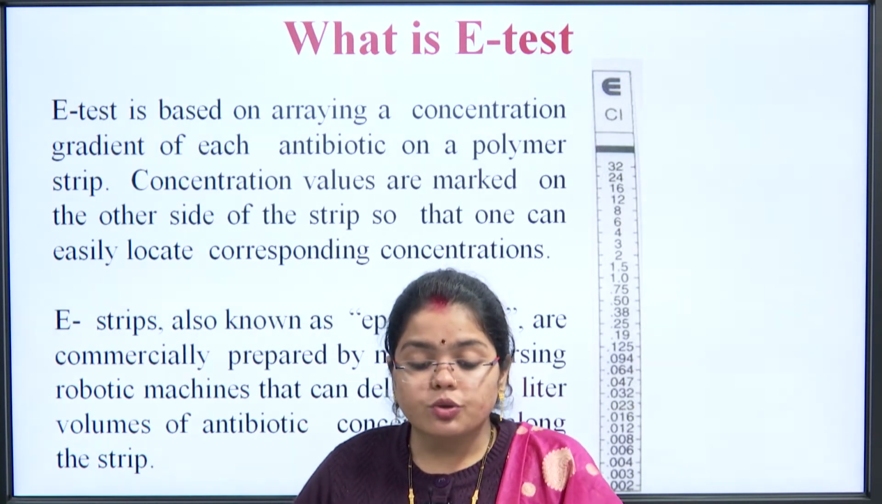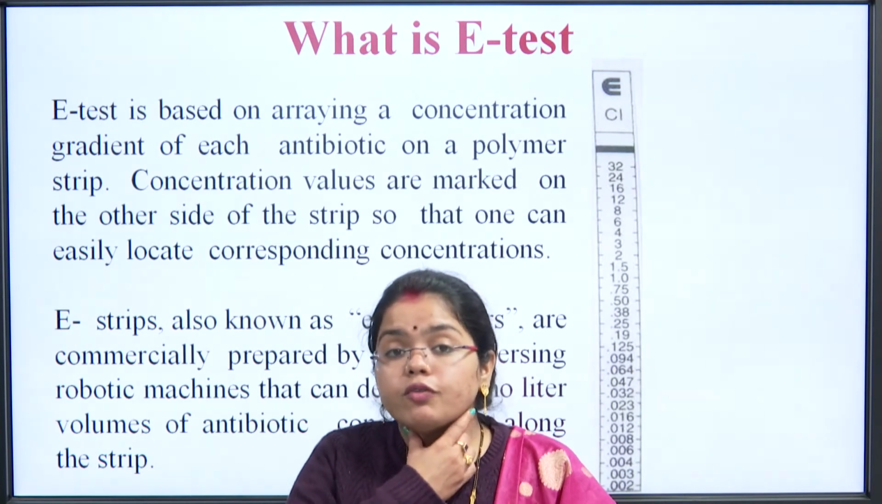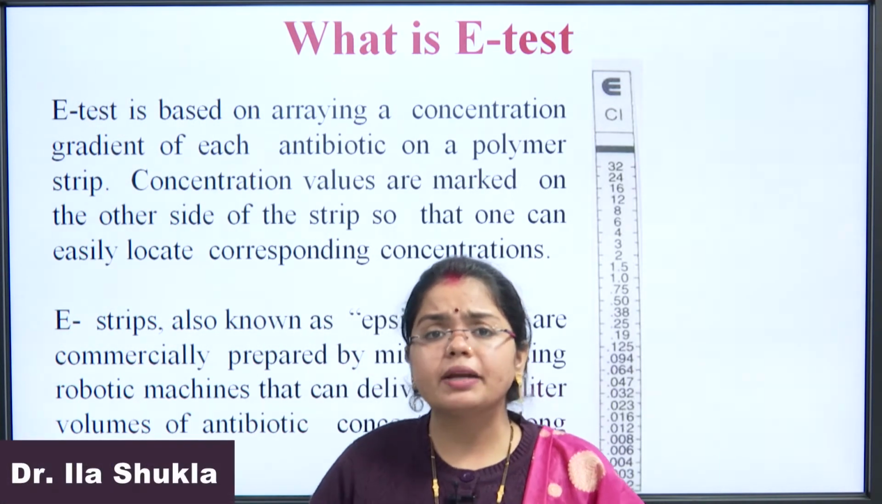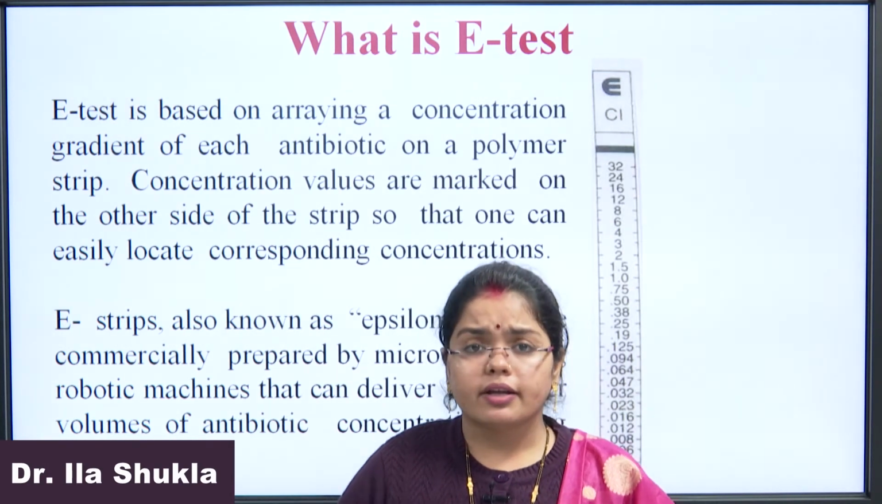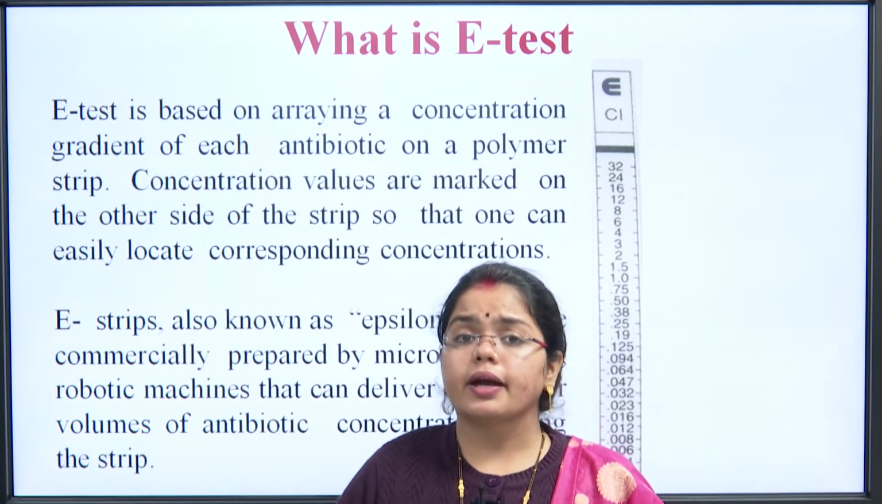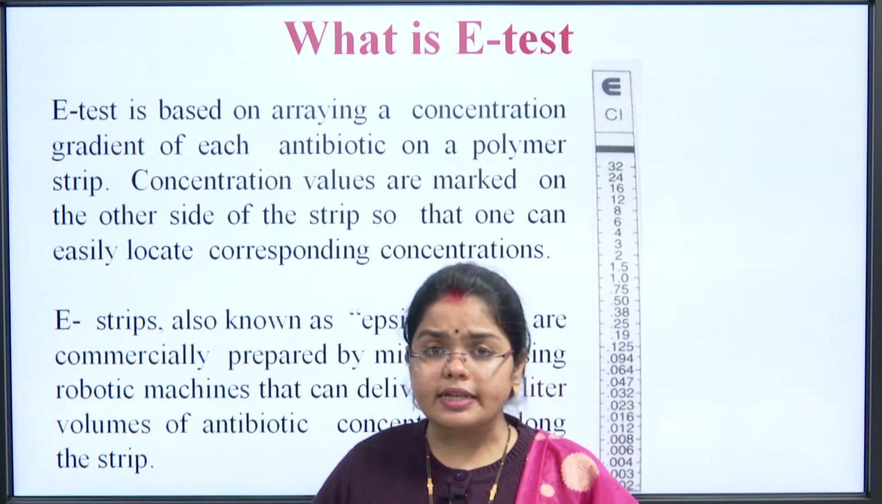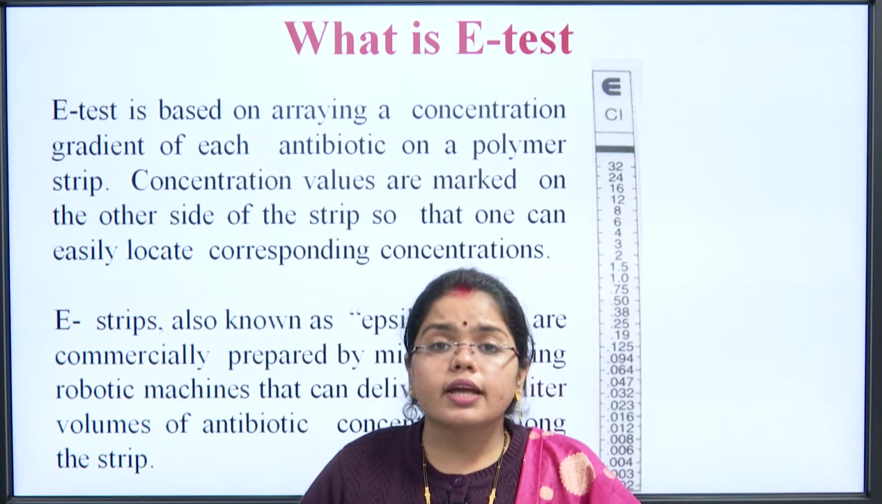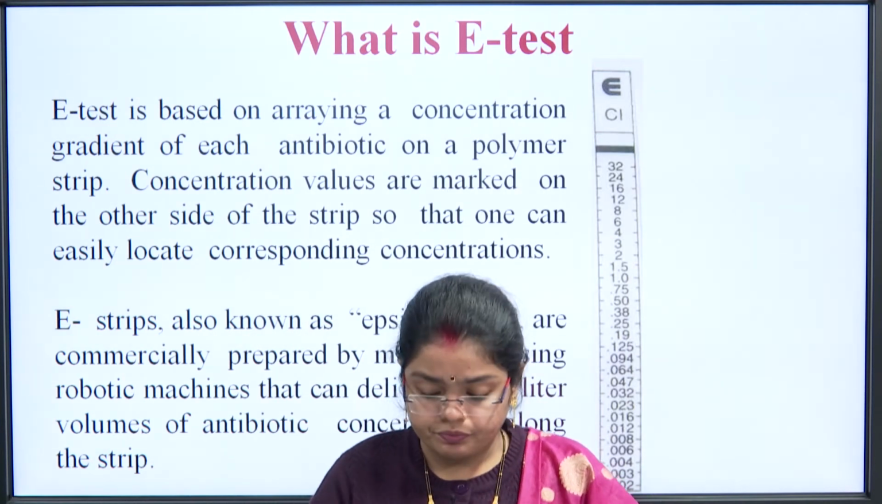The E-test is based on a concentration gradient. We place a particular kind of concentration onto the plate. The complete plate is covered with the culture of the bacteria or microorganism being tested. We place the strip onto it, and then we find out what is the area that is being cleared out.